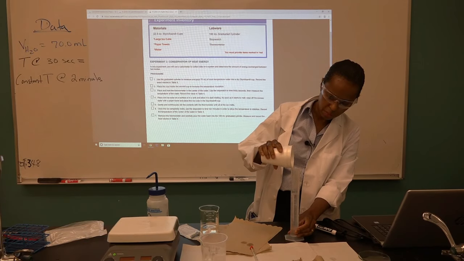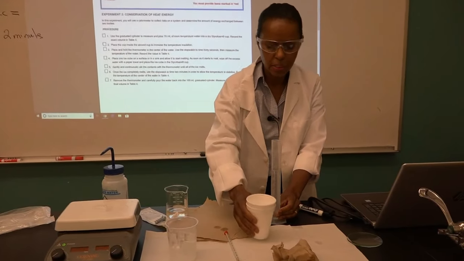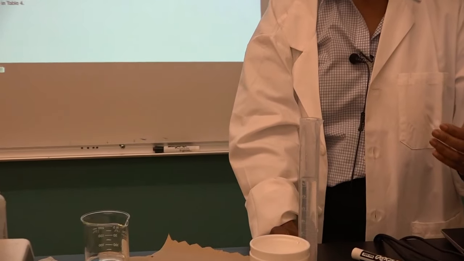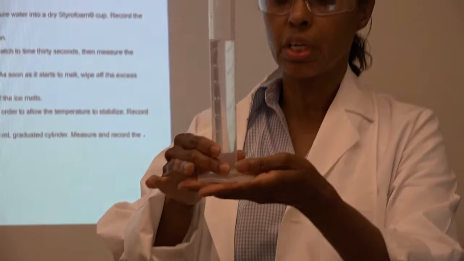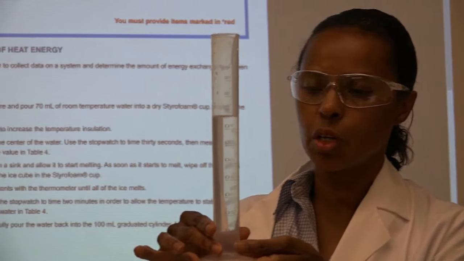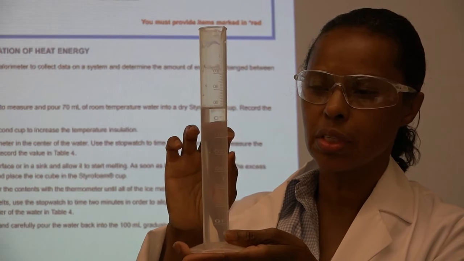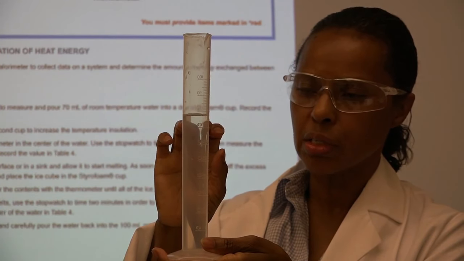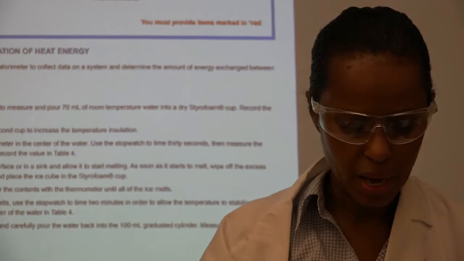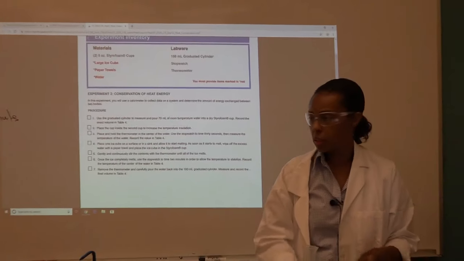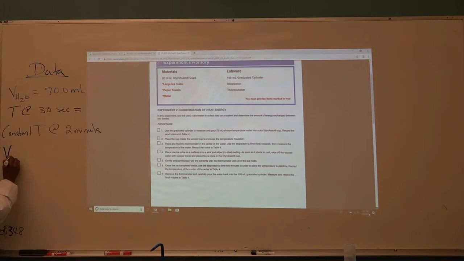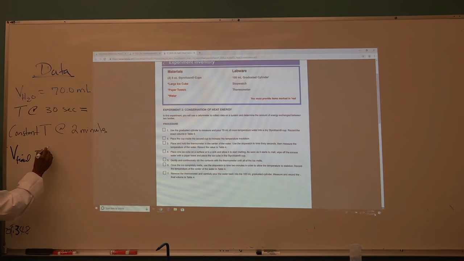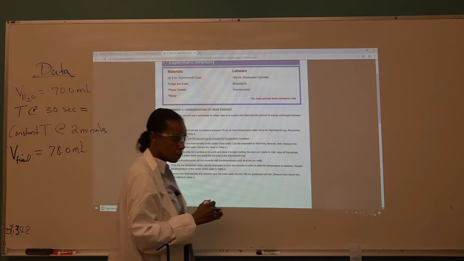So what do you think is going to happen to that volume of the water? We started out with 70 ml. So we added an ice cube and we stirred until the ice cube melted. And now we're going to read a final volume. And yes, your volume has increased. It's no longer 70, but for me it is 75, 76, 78. I have 78 ml as my final volume. So that's initial volume. This is final, equal, I have 78.0 ml of H2O.